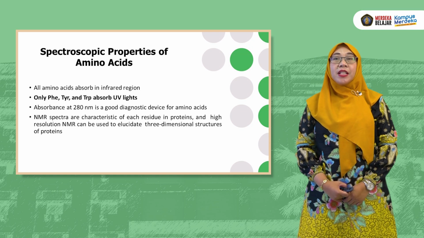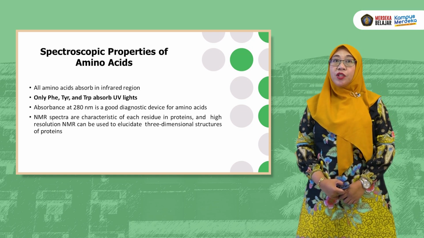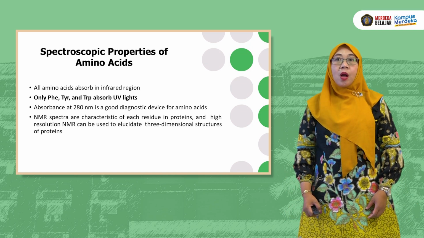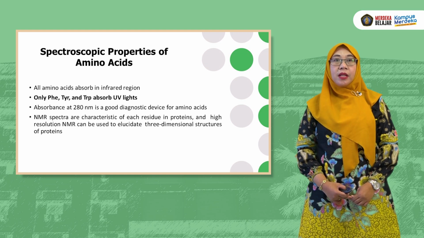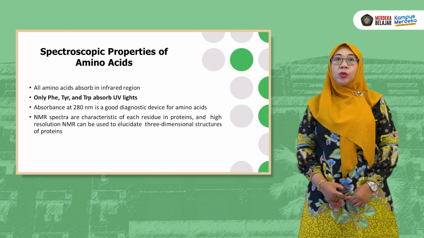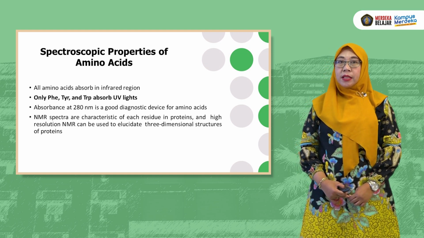Okay, now let's move on to the spectroscopic properties of amino acids. In general, all amino acids absorb in the infrared region. Only phenylalanine, tyrosine, and tryptophan absorb in UV light. Absorbance at 280 nanometers is a good diagnostic for amino acids.